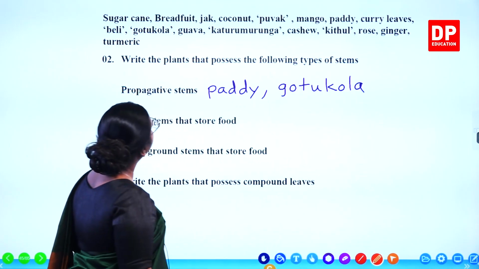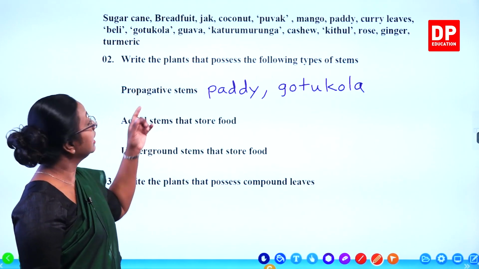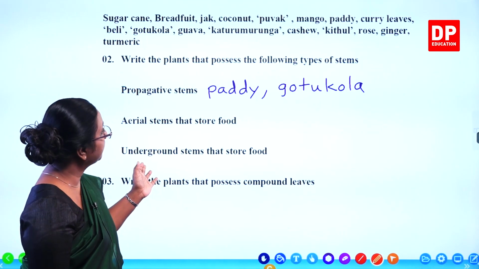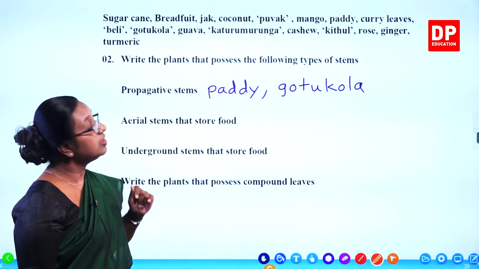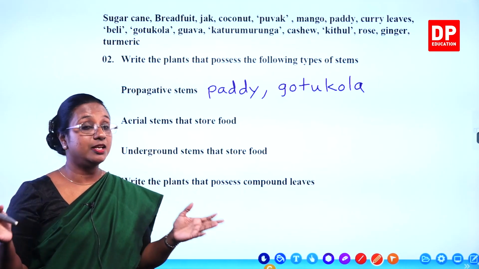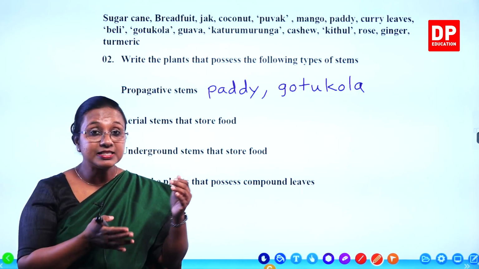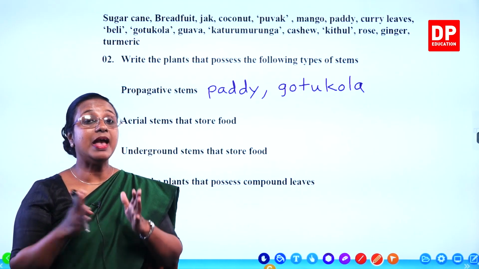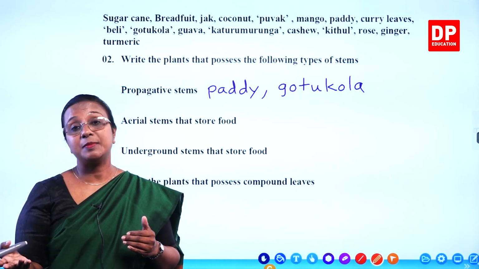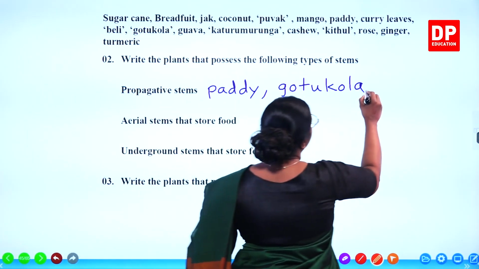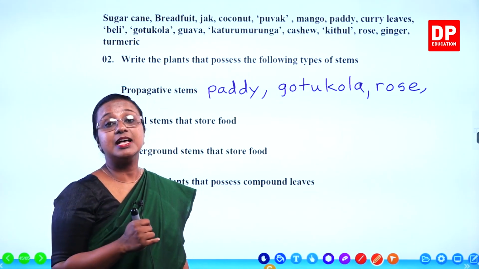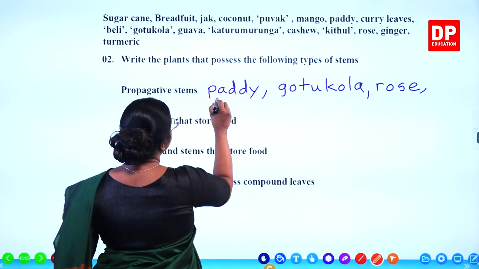Gotukola. How about guava? Guava again, it is by root. Kathurumurunga, the normal sexual reproduction. Cashew, fruits. Kithul, storage stem. What about rose? Now you have seen in your home gardens, they take a stem cutting, cut a part of the stem and replant it. So that is known as stem cuttings. So that is also a method of propagation. So rose also has propagative stems. Then ginger. Yes, it is the underground propagative stem. So ginger.